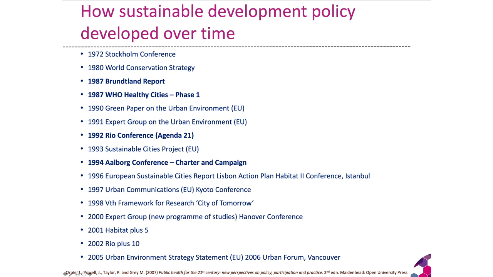In 1996, we had the first Habitat conference. And then in 2001, we had Habitat 5. And then more recently, we have had urban environmental strategy statements. And more recently, as you can see through the sustainable development goals, which are a key driver for sustainable development, we are having the convergence, the connecting of these key strands. So globalization, climate change, and urban settlements are connected through the sustainable development goals.